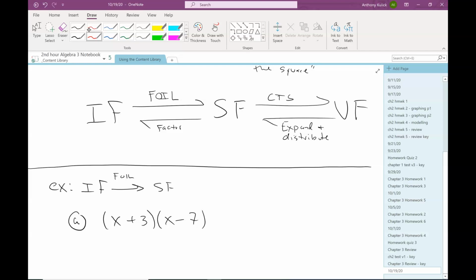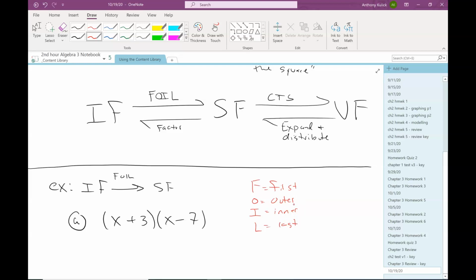It stands for first, outer, inner, last. And it's just describing how we multiply 2 sets of parentheses together, or 2 binomials together. So first means we're going to be multiplying the first things in the parentheses together. So x times x gives us x squared.